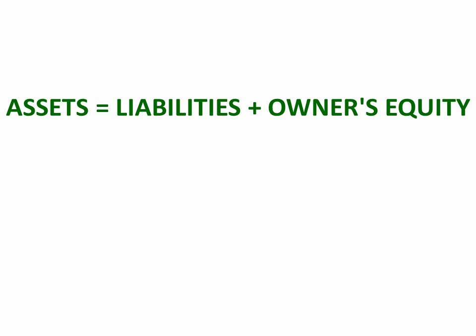You have probably seen this equation before. Assets is equal to liabilities plus owner's equity. It looks simple, but here is the interesting part. Why does it always balance?